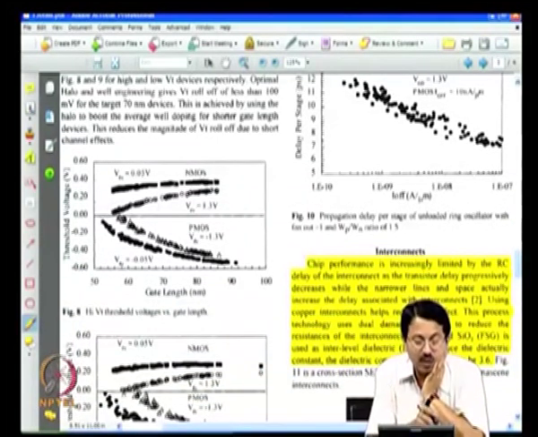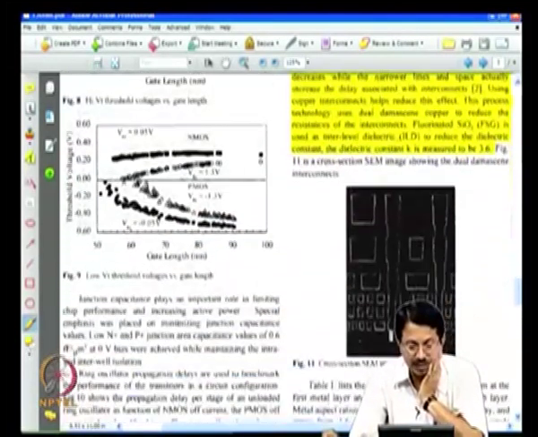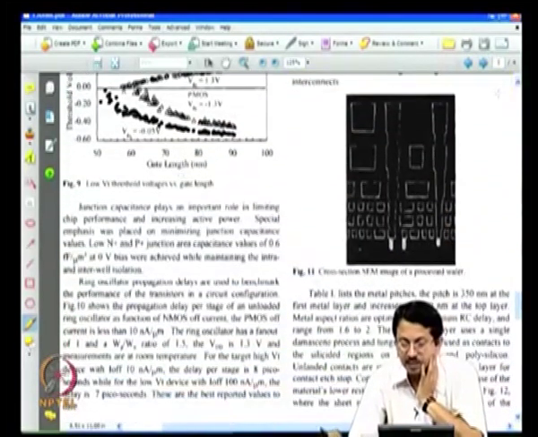Typical threshold voltage roll-off: threshold voltage versus gate length, for N channel and P channel, N channel positive and P channel negative Vt, at low drain voltage and high drain voltage. This is because of DIBL. This is now the high Vt and this is the low Vt transistor.